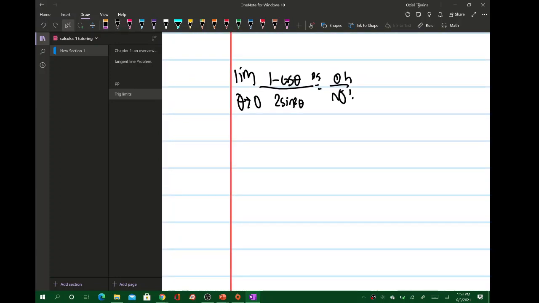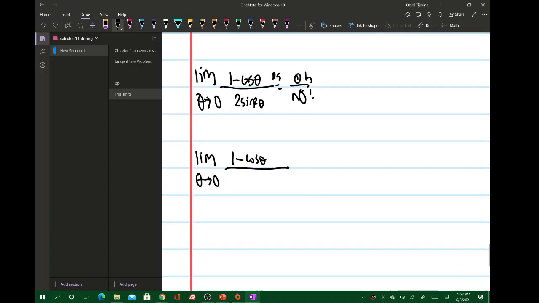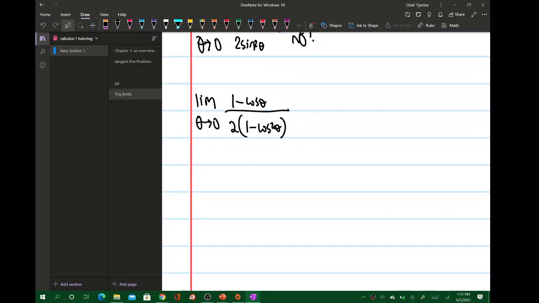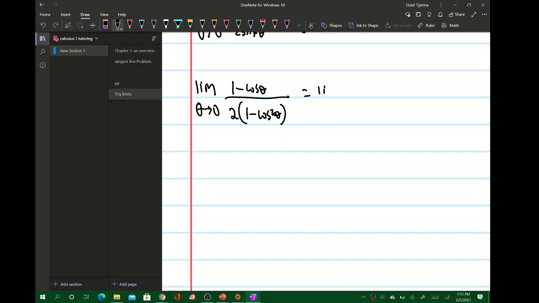So then what we're going to do is say this is equal to the limit as theta approaches 0 of 1 minus cosine theta, and then the bottom part is 2 times the quantity 1 minus cosine squared theta. Right, and then this is equal to the limit as theta approaches 0 of 1 minus cosine theta over, and then remember, 1 minus cosine squared theta.